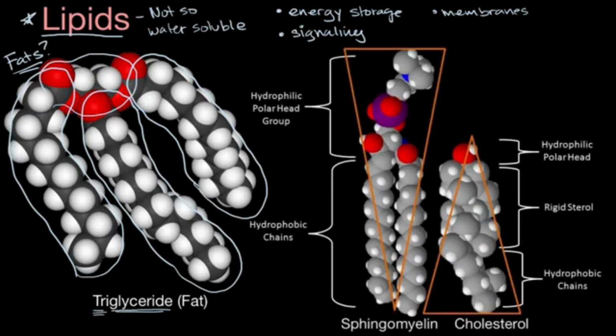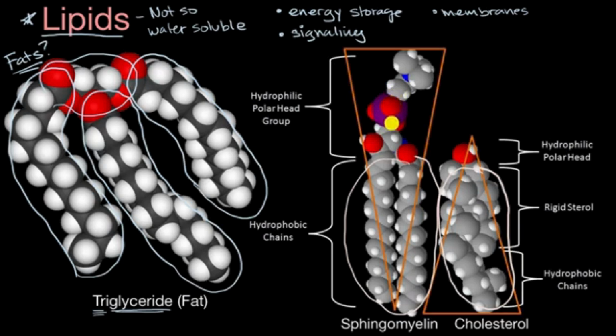Here are more examples of lipids, and I'm not going to go into detail into their molecular structure, but you see something similar here. They all have long chains of hydrocarbons that aren't so soluble in water. These parts right over here would be hydrophobic. But what's interesting, especially about this sphingomyelin, which is involved in your myelin sheath in the brain, it helps electrically insulate neurons. It's also involved in membranes.